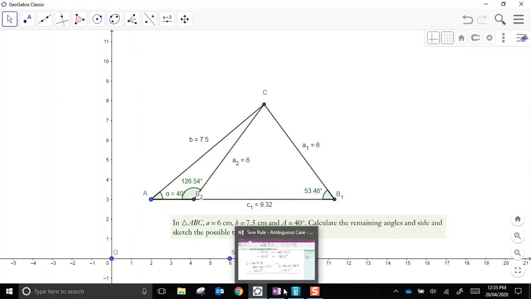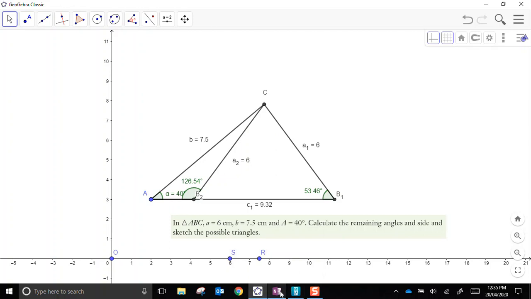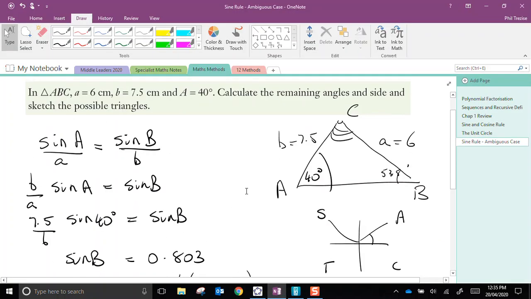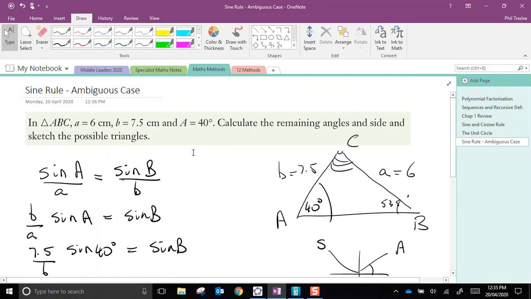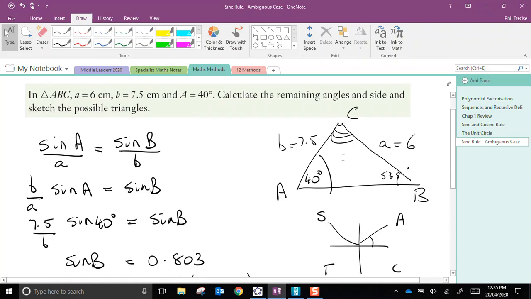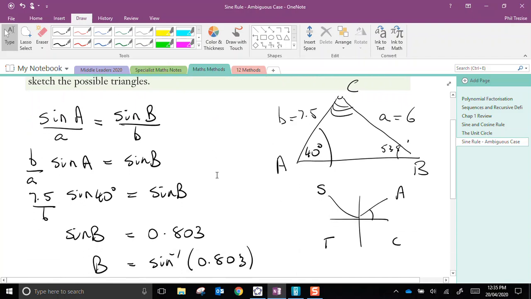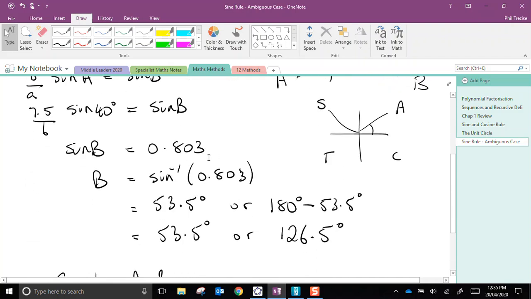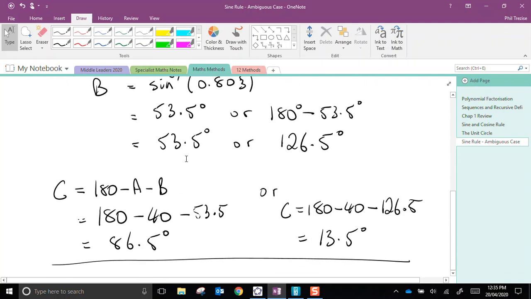But this video is getting a bit too long now, so the main idea that I wanted to express when solving a triangle with the sine rule: you draw your diagram, get your sine rule going. When taking the inverse of sine, there will always be an acute and an obtuse angle given. When calculating the third angle, just using the angle sum of a triangle, in this particular case, both of them were possible, so there were two different answers.